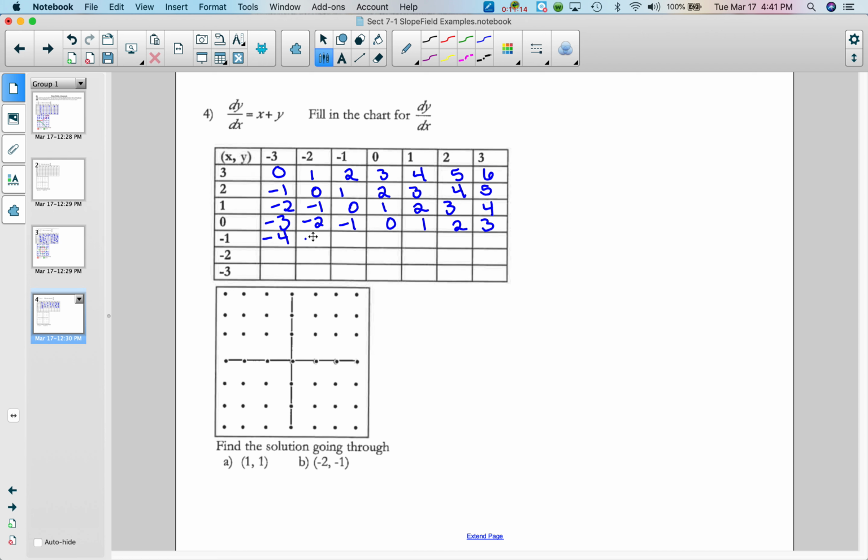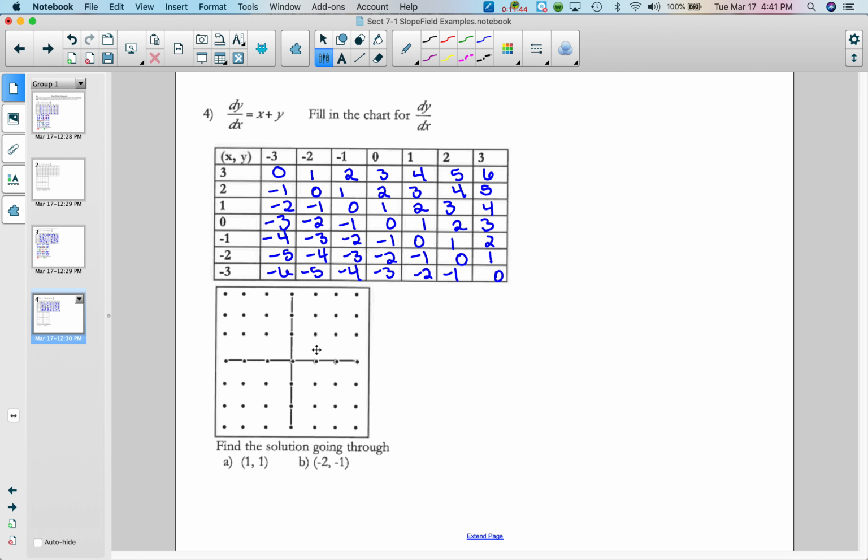Negative 4, negative 3, negative 2, negative 0. Oh, negative 0. That's a good one. Negative 1, 0, 1, 2. Okay, so there's our chart. And then if we go ahead and draw these in, now I'm going to do this one.